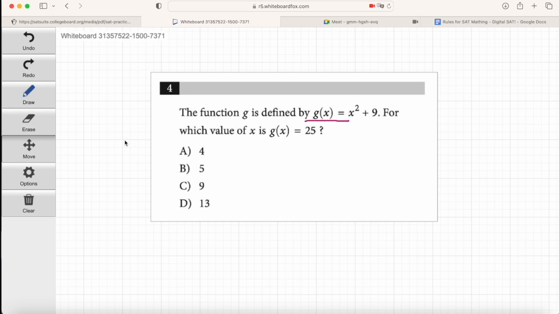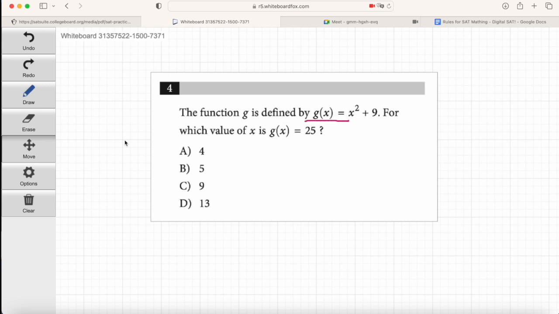G of x is a value. It's not that g is a value and x is a value multiplied together. G of x is a value. So I'd read that as g of x equals x squared plus 9. Does that make some sense? Yeah. Have you seen functions before? You've come across those in your math classes yet? Yeah, I have a little bit.